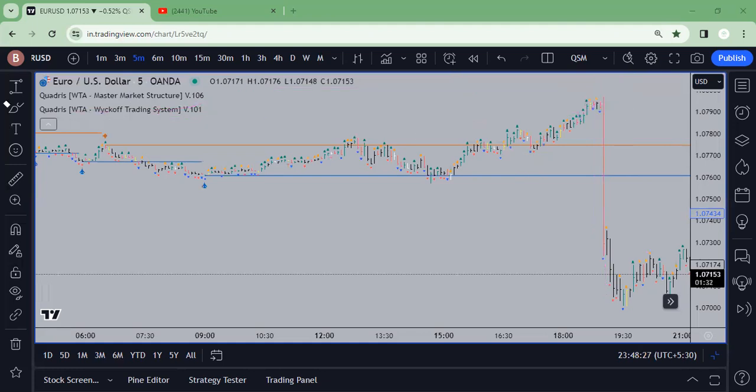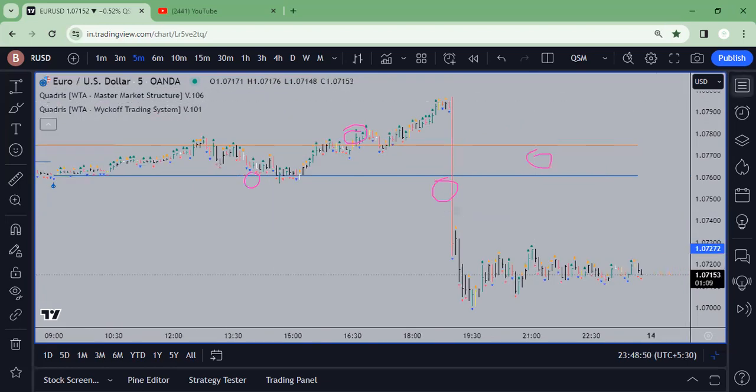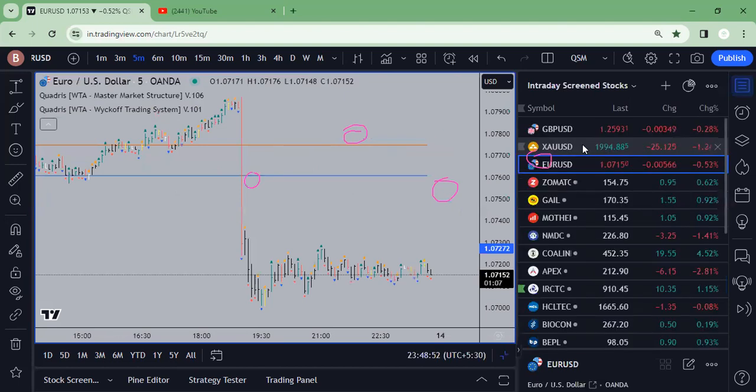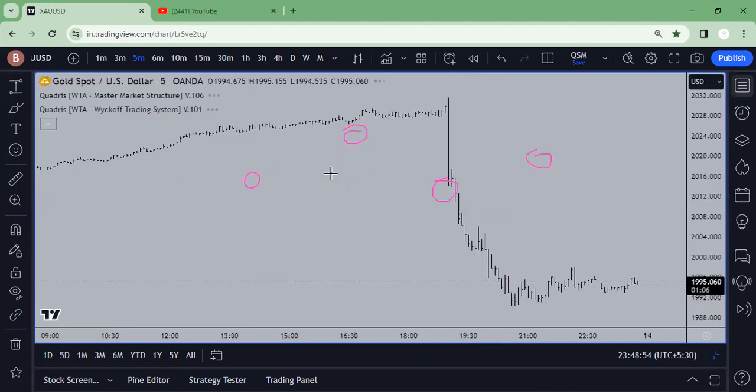So this is what happened in EURUSD today. All in all, we can see 1, 2, 3, 4 excellent and beautiful trades based on tape reading toolkit analysis and market structure. Now we'll go for XAUUSD.